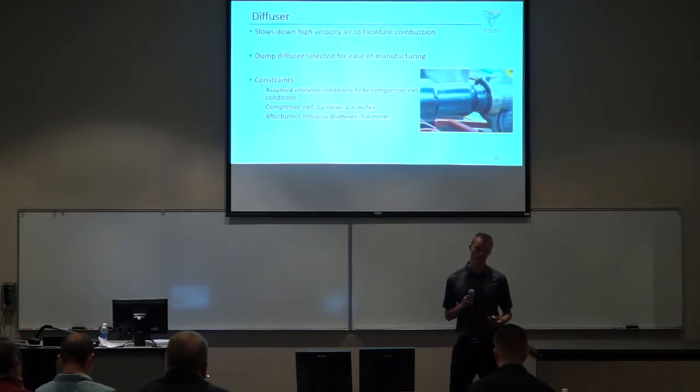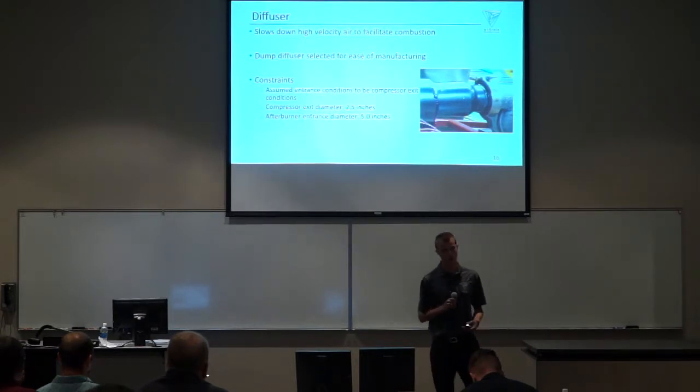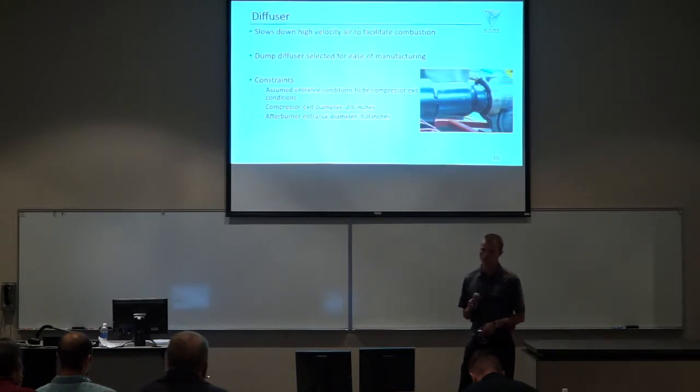The first phase in the afterburner is the diffuser. The diffuser slows down the high velocity air coming off of the turbocharger to facilitate complete combustion. We elected to go with a dump diffuser as this is simple to manufacture. Things constraining the diffuser included the exit diameter of the turbocharger, the entrance diameter of the combustion section of the afterburner, and the conditions entering the afterburner from the exit of the turbocharger.